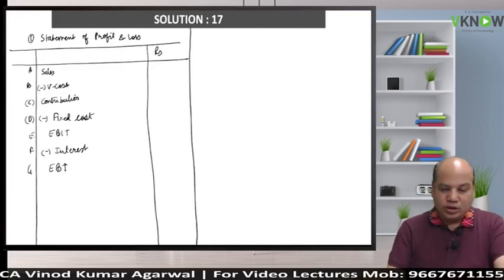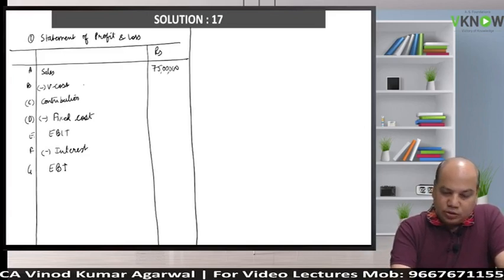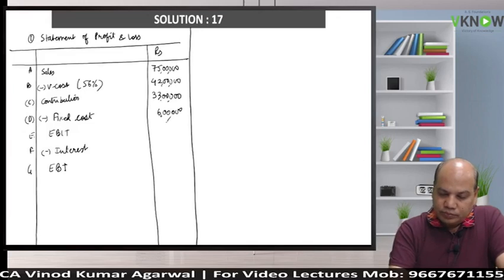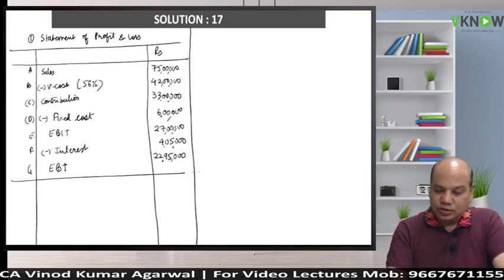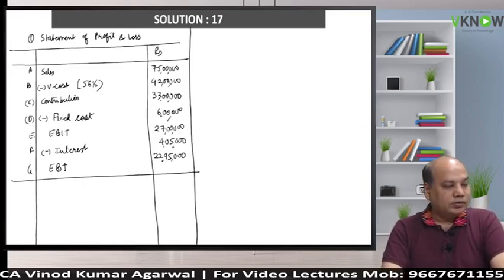Okay, time to check the answer. Sales 75 lakh. Variable cost is 56% of sale, 42 lakh. Contribution, less fixed cost, EBIT, interest 4 lakh 5,000, EBT. Very good. Close this table. Tax is not given, not required.